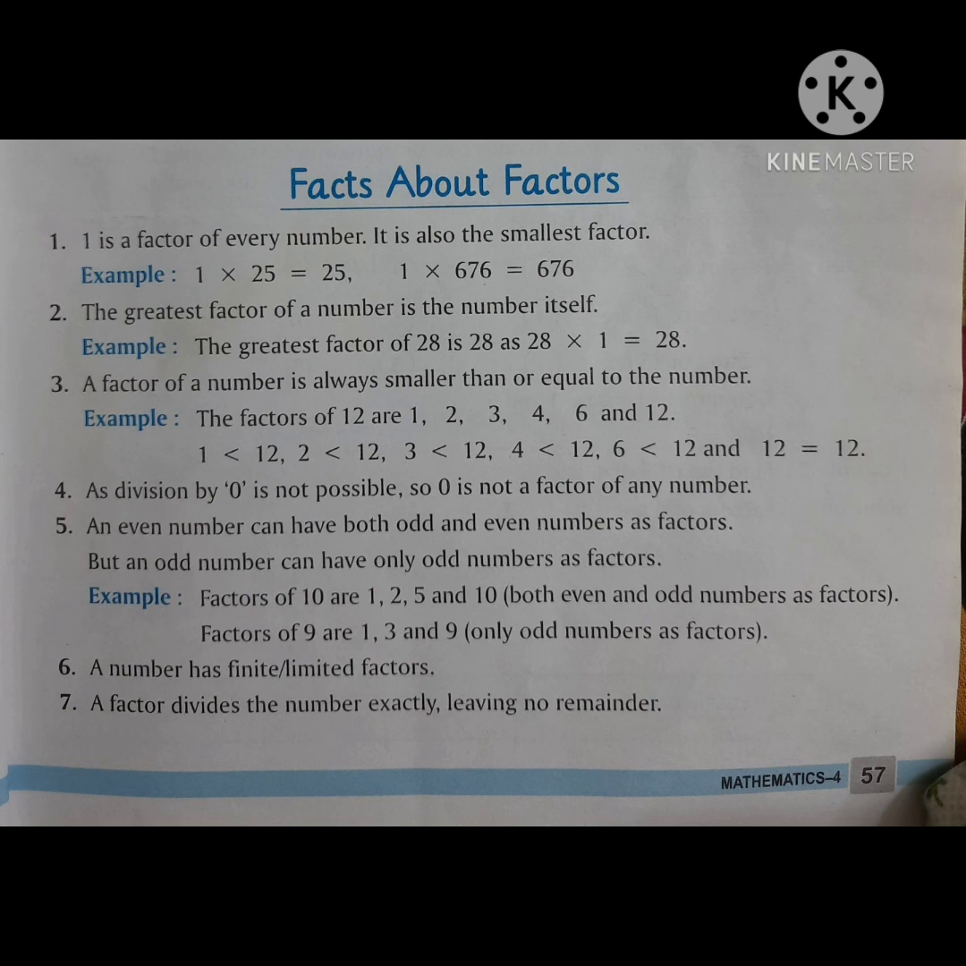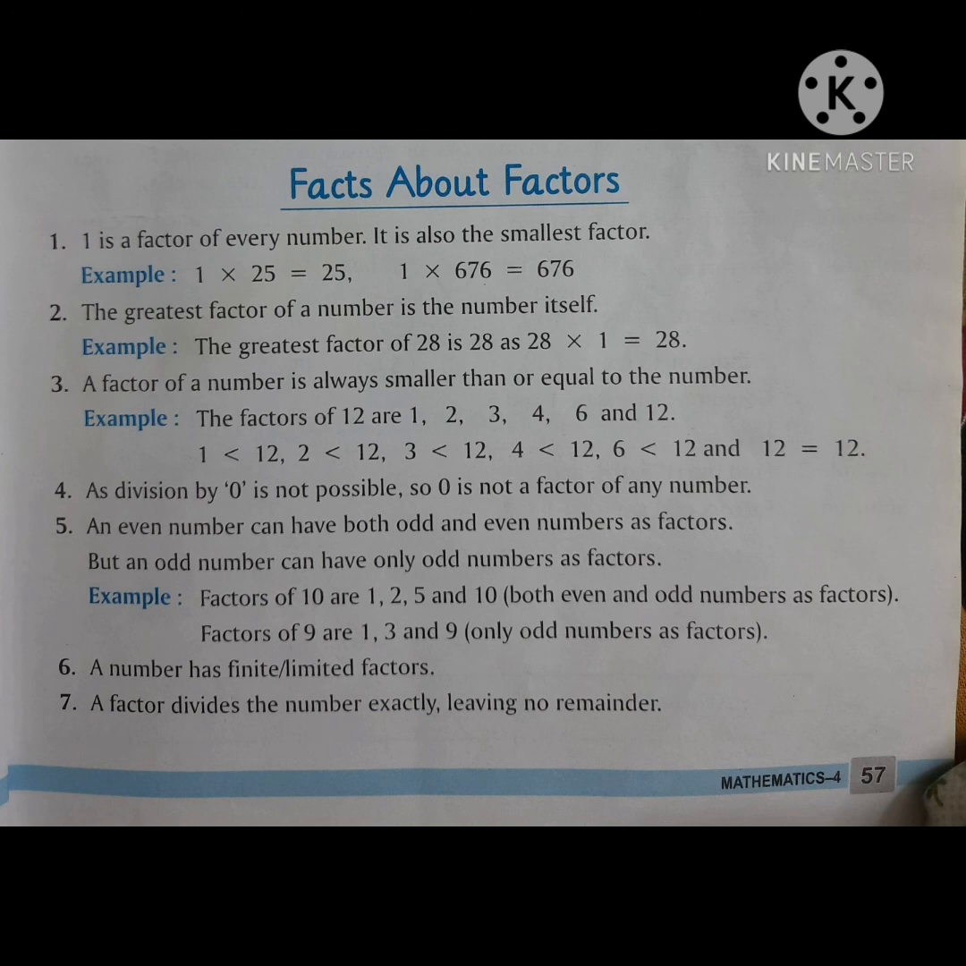Sixth fact is a number has finite or limited factors only. But what about multiples? We studied that a number can have infinite multiples, right? Because we don't know the last multiplication table. So it has infinite. But in case of factor, it has only finite number of factors. Because the number is the last factor and the greatest factor itself.